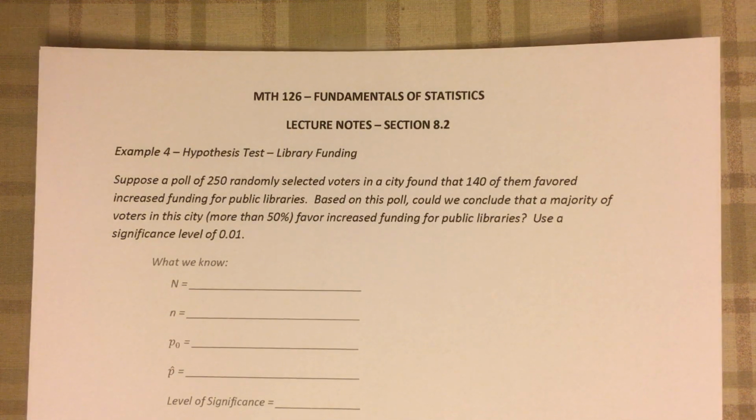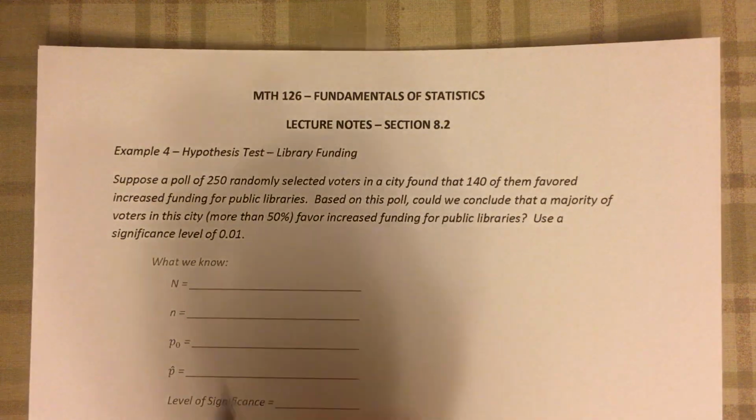So suppose a poll of 250 randomly selected voters in a city found that 140 of them favored increased funding for public libraries. Based on this poll, could we conclude that a majority of the voters in the city, more than 50%, favor increased funding for public libraries, use a significance level of 1%? So we're going to start by listing everything that we know.